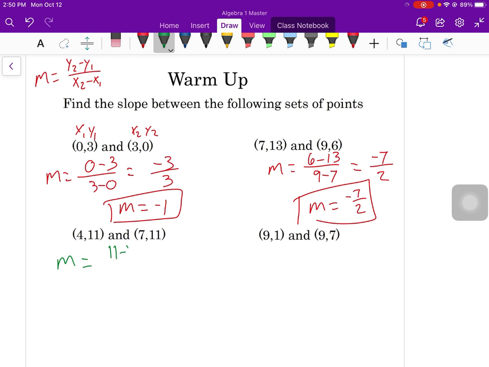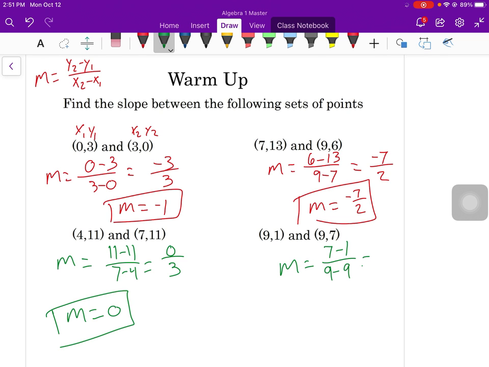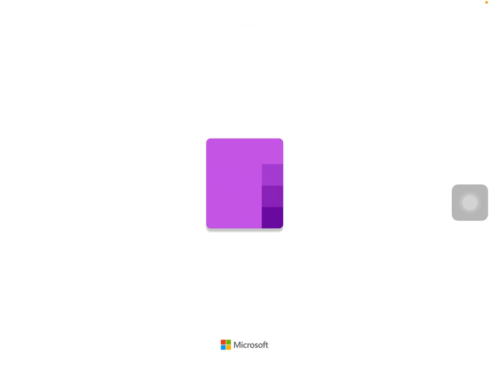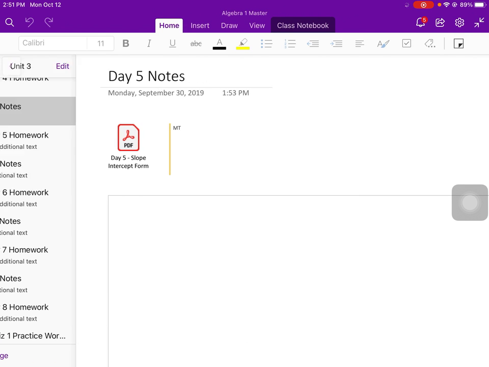We've got the slope is 11 minus 11 over 7 minus 4, which is 0 over 3. So my slope is 0. And the last one, 7 minus 1 over 9 minus 9 is 6 over 0, but you can never divide anything by 0.